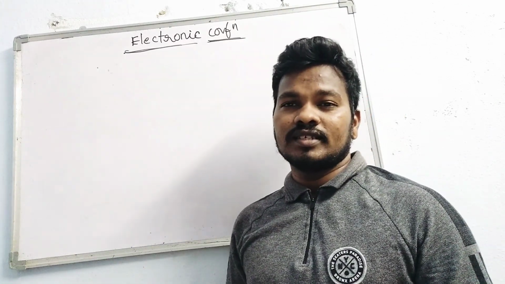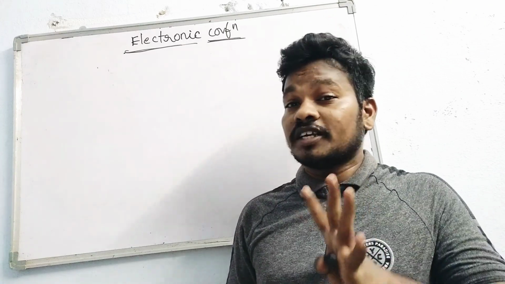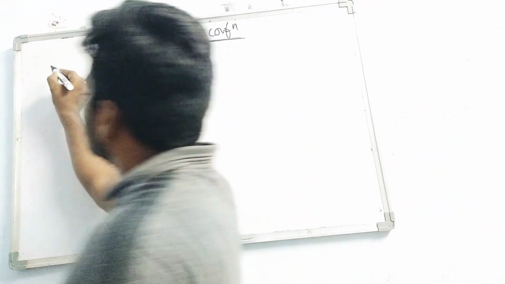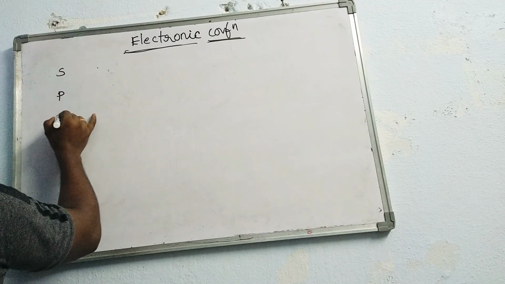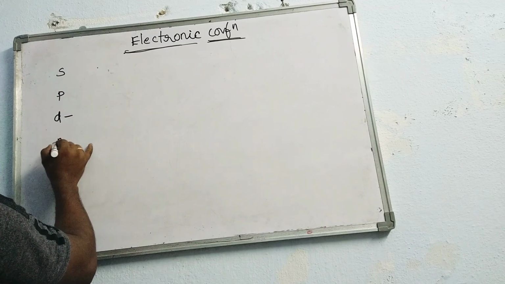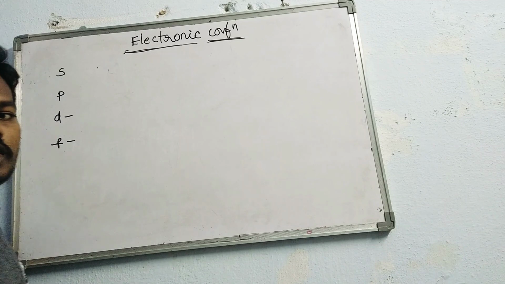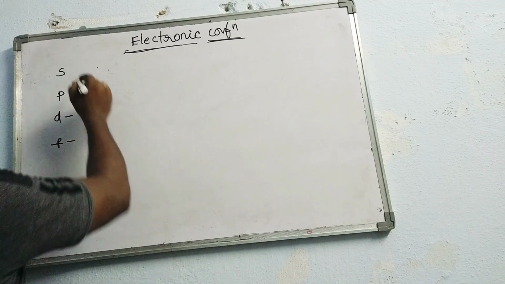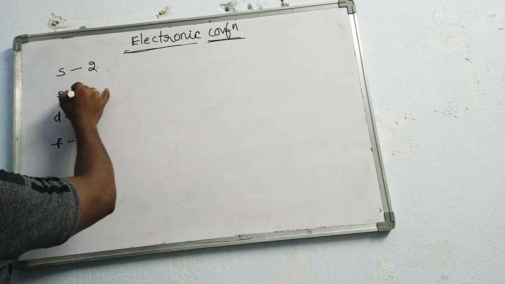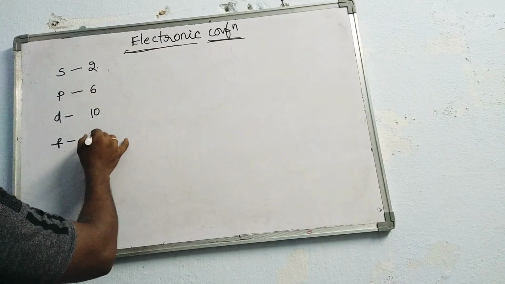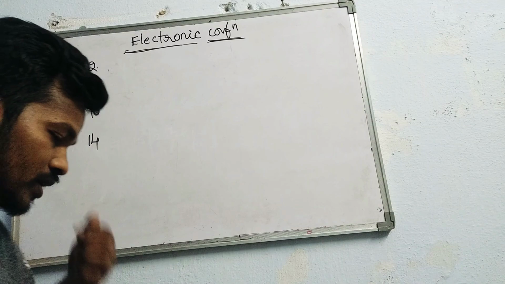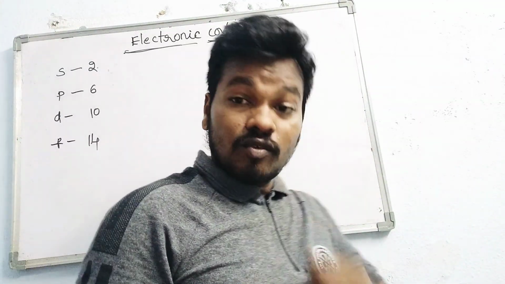Here we can see four different types of orbitals. The first is called the s orbital, the second is the p orbital, the third is the d orbital, and the fourth is the f orbital. How many electrons can each accommodate? S can accommodate 2 electrons, P can accommodate 6 electrons, D can accommodate 10 electrons, and F can accommodate 14 electrons.